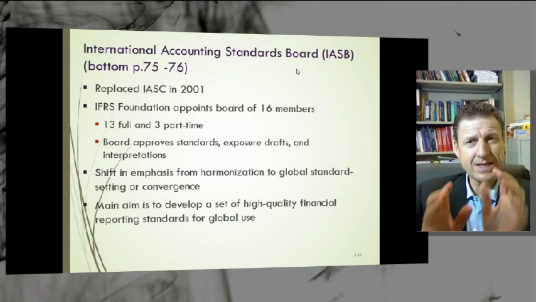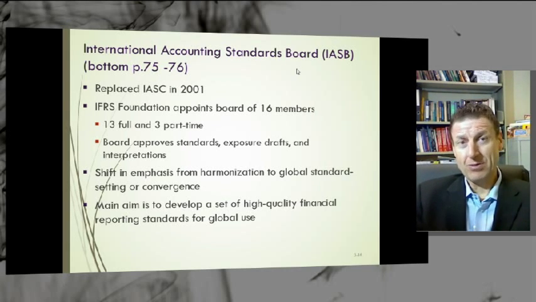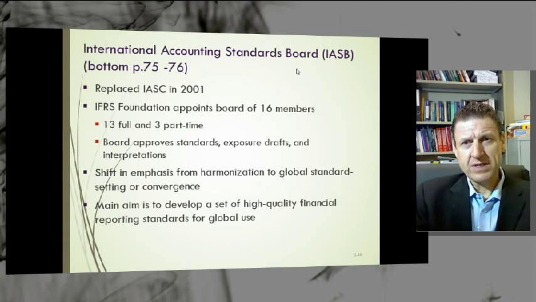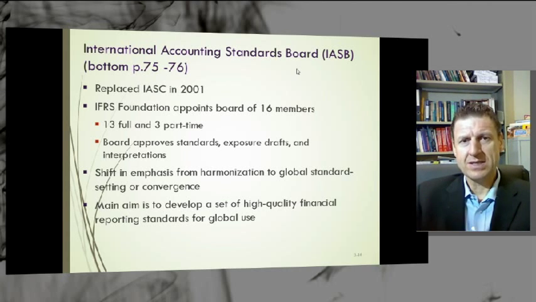It's really interesting because at the start of this chapter we talked about harmonization, like we want to sort of come together on standards, but we allow different practices. But now they've really moved the emphasis from harmonization to actually global standard setting or convergence, which is a much stricter approach to getting similarity of accounting reporting around the world.